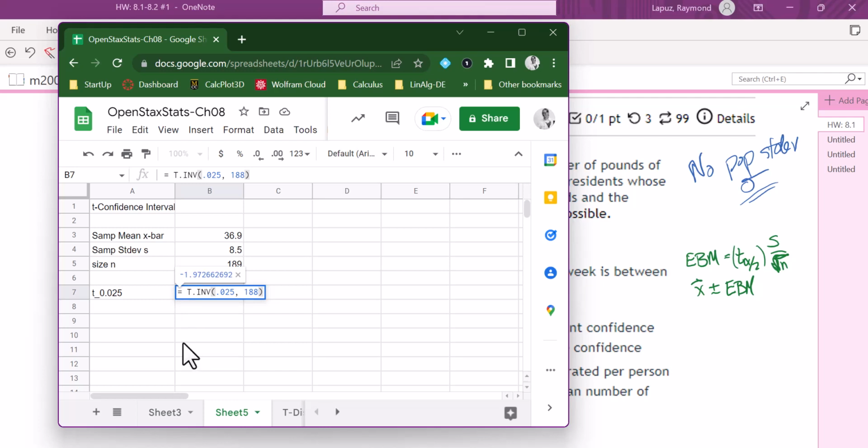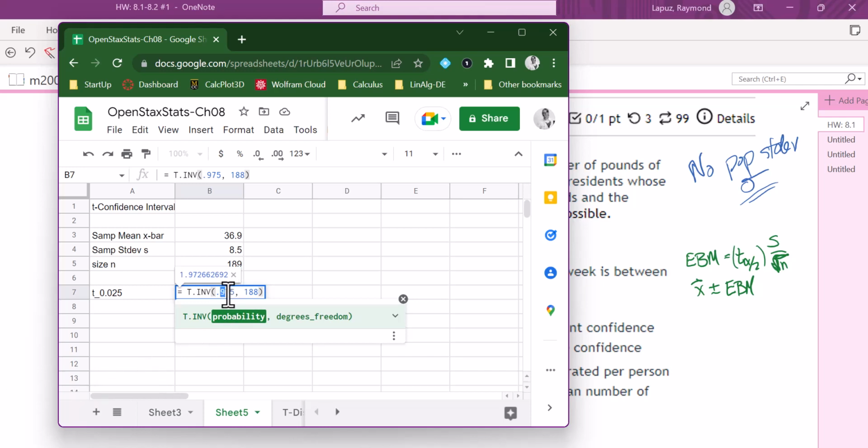Now, we want this to be positive, so there's a couple of options. The easiest option for me is to put a negative in front of that, so a negative and a negative would be a positive, because you want a positive value for your T sub alpha over 2. The other option for doing this is to take the complement of 0.025, which is 0.975. That would be like the top half of your T distribution. So you could do either one of these.